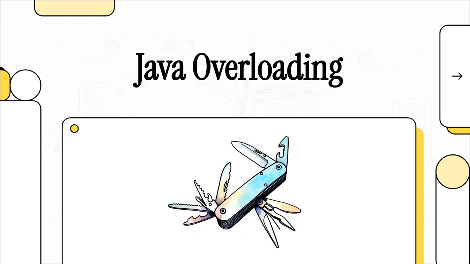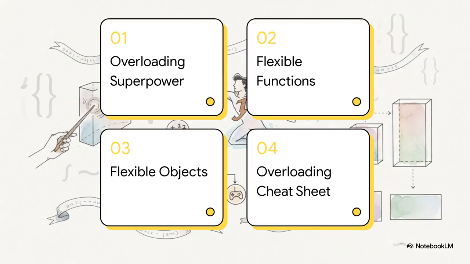Have you ever felt like you're just drowning in a sea of slightly different function names for what is basically the same task? Well, today we're going to break down a really powerful feature in Java called overloading. It's going to help you tame all that complexity and write code that's so much cleaner and honestly just more intuitive. So, here's the game plan.